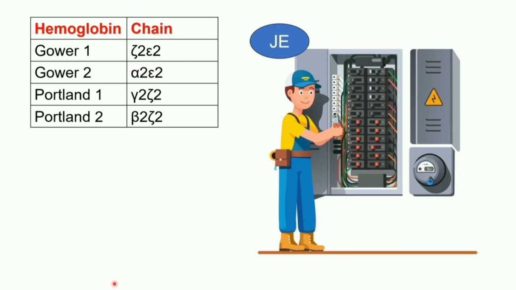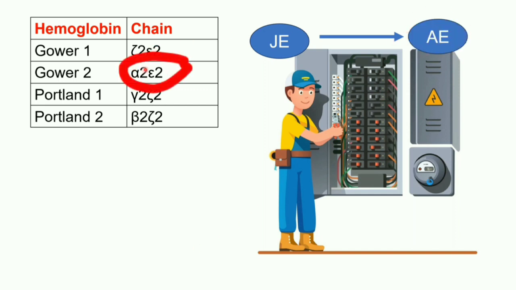As the engineer becomes senior, he gets the position of assistant engineer or AE, because Gower 2 consists of pairs of alpha and epsilon chains. You must have heard the terms JE and AE among your engineer friends.